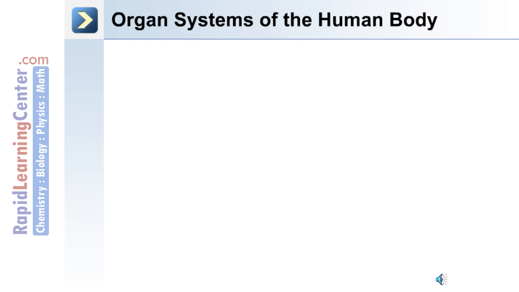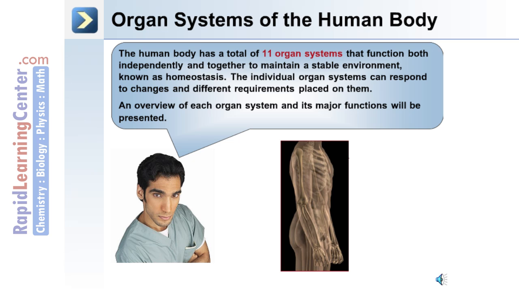The organ systems of the human body. In this tutorial, we'll use a standard organization of 11 organ systems. These systems function both independently and together to maintain homeostasis. The individual organ systems can respond to changes and the different requirements that are placed on those systems. We'll now provide an overview of each organ system and its major functions.